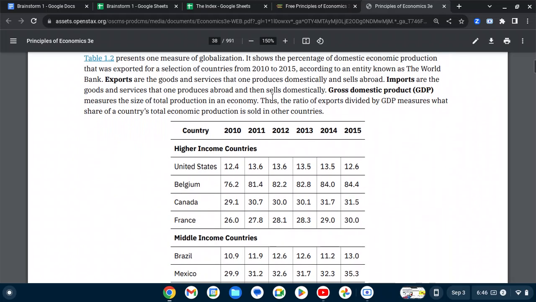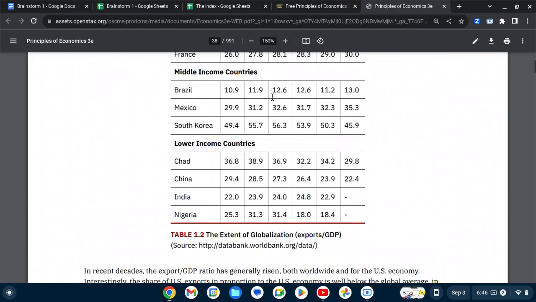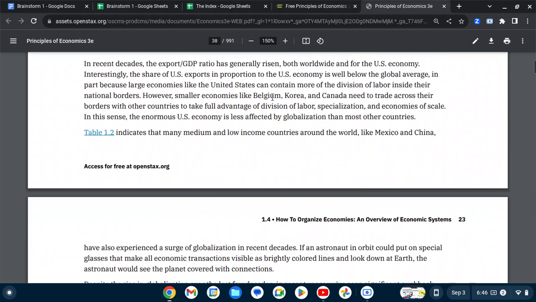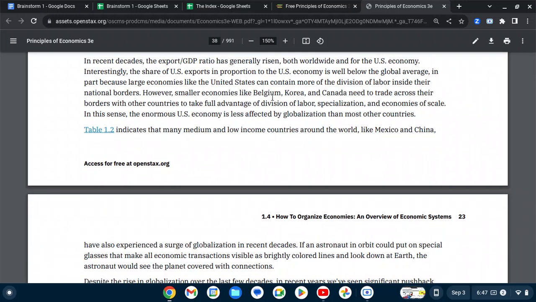Table 1-2 presents one measure of globalization. It shows the percentage of domestic economic production that was exported for a selection of countries from 2010 to 2015. According to an entity known as the World Bank, exports are the goods and services that one produces domestically and sells abroad. Imports are the goods and services that one produces abroad and then sells domestically. Gross domestic product measures the size of a total production in an economy. Thus, the ratio of exports divided by GDP measures what share of the country's total economic production is sold in other countries. In recent decades, the export to GDP ratio has generally risen, both worldwide and for the U.S. economy.